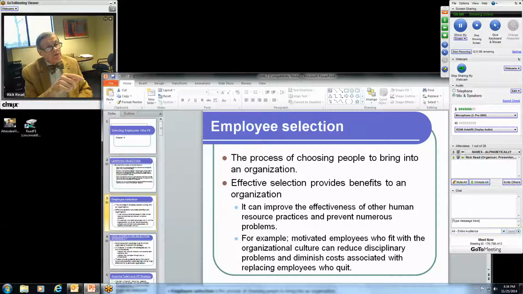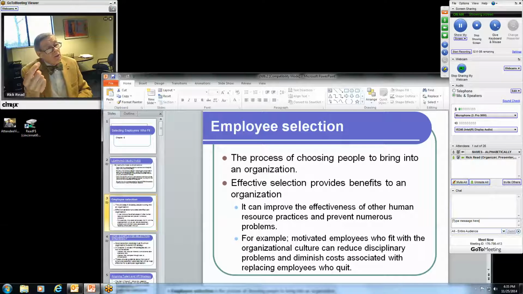So here are some of the things that an effective selection process provides to the organization. By the way, these slides are from Stewart and Brown's text. I think I've mentioned that before, in case I haven't. It can help improve the performance of the organization, but also the practices of HR. And it can help us prevent lots of issues down the road. We're looking for motivated people, and even if they're the job fit we're going after, we want them to be able to fit within the culture of the organization.